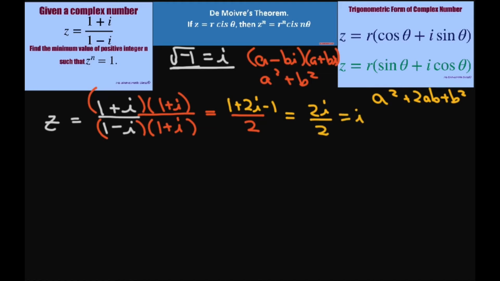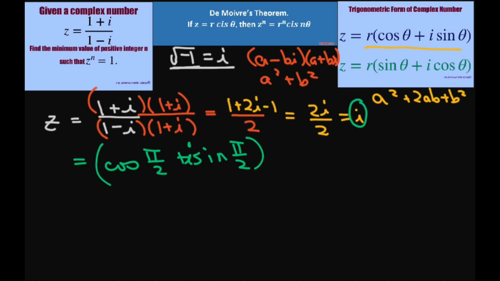Now, since we have i, when we write it in trigonometric form, this is just going to equal cosine, and when you just have the i, that means we're going to use pi divided by 2. Cosine of pi divided by 2 is just 0, plus sine of pi divided by 2 times i. And again, this will give you 0 plus 1 times i, which equals i. All right, so there's our trigonometric form of this.